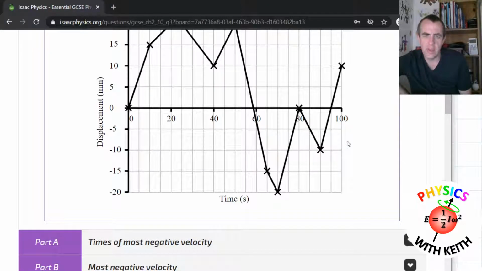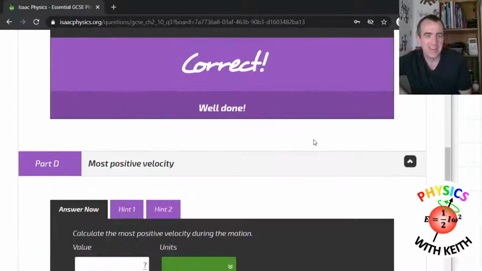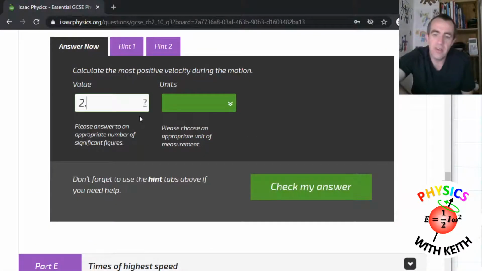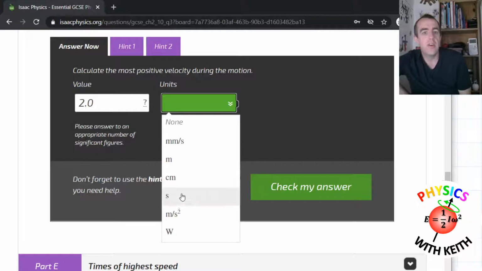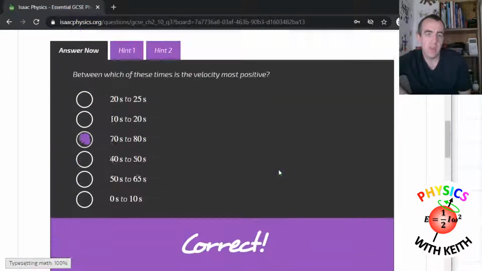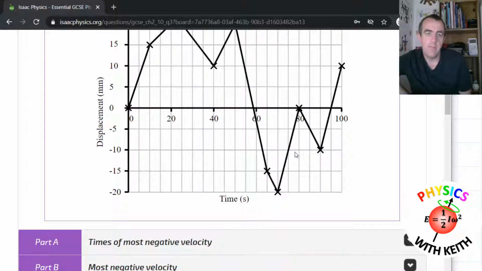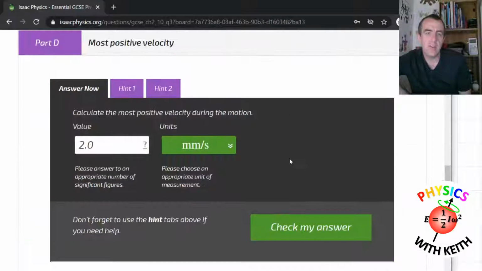Always a risk not using a calculator, so let's see if I get that right. 2, and it's positive this time. I'm going to put 2.0 because I'm going to try and keep consistent with the last question. And I think 2.0 is sensible given that scale.